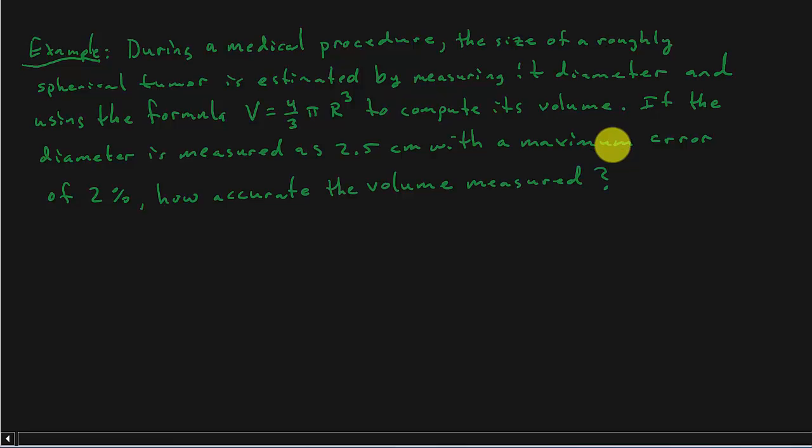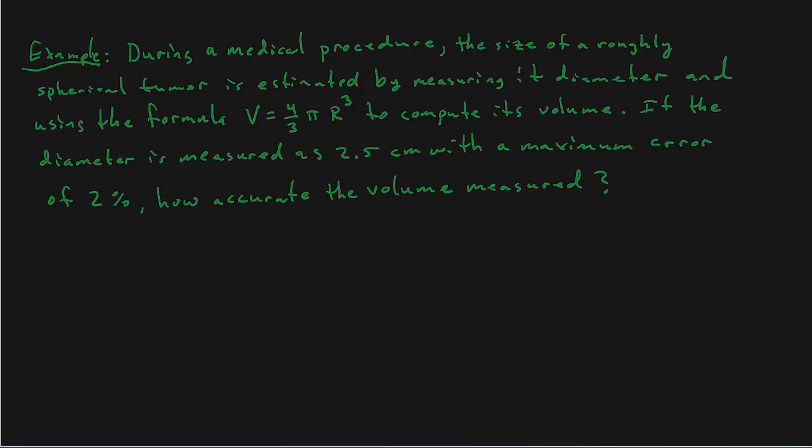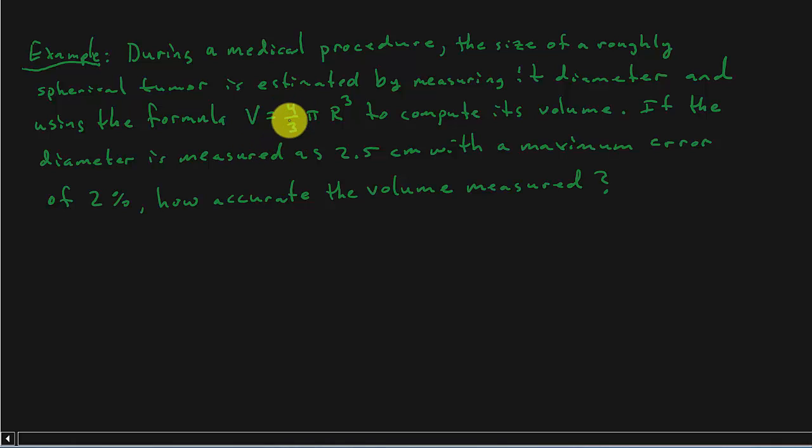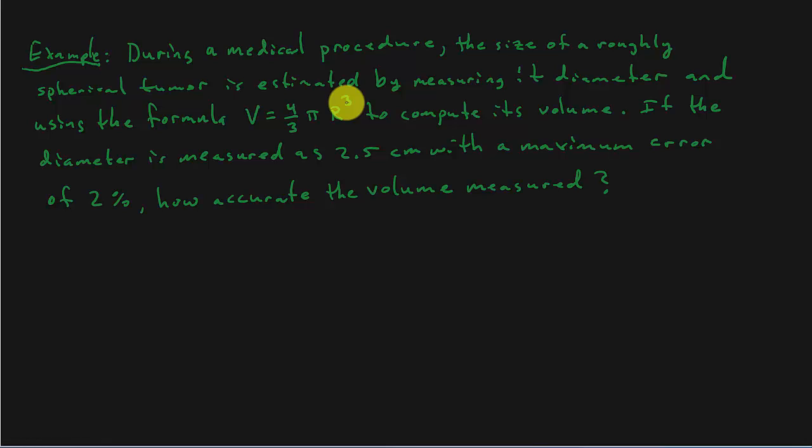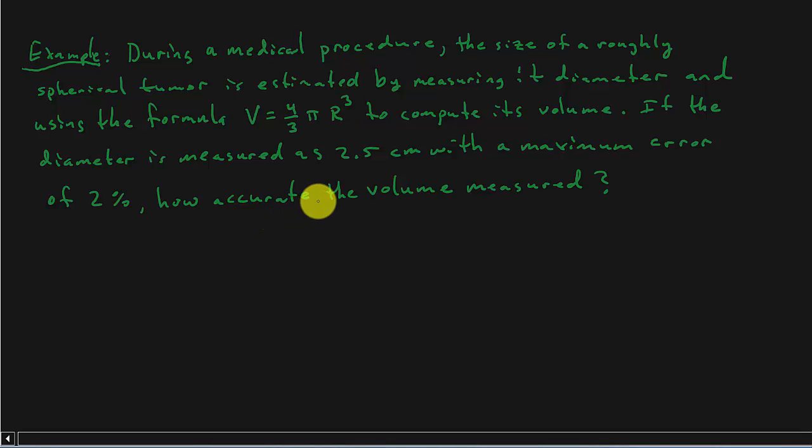All right. So let's look at this problem. It says, during a medical procedure, the size of a roughly spherical tumor is estimated by measuring its diameter and using the formula V equals 4/3 pi r cubed to compute its volume. If the diameter is measured as 2.5 centimeters with a maximum error of 2%, how accurate is the volume measured? Okay, I left out the word "is." How accurate is the volume measured?